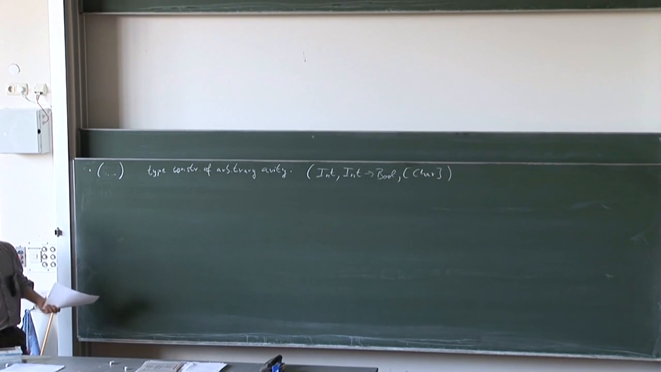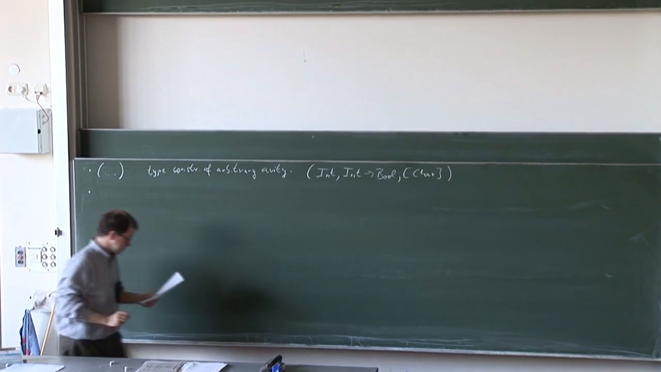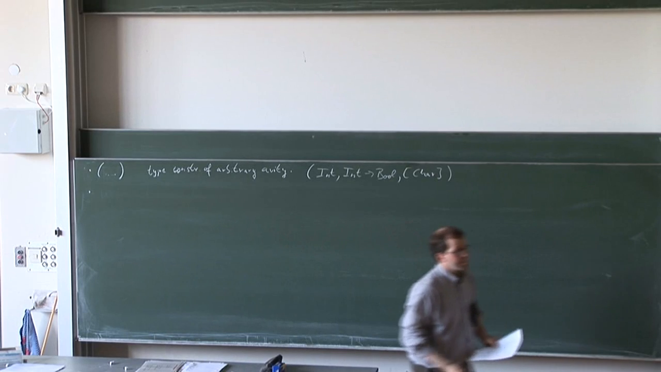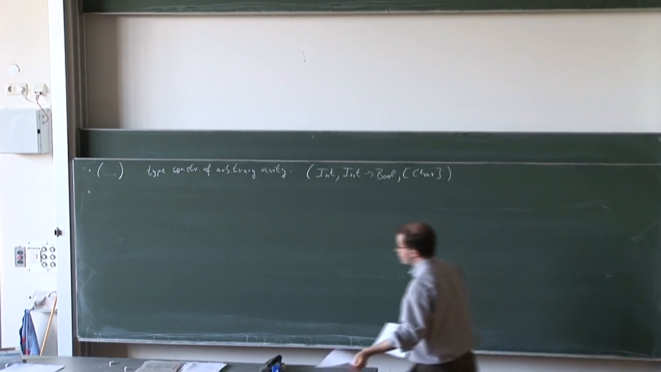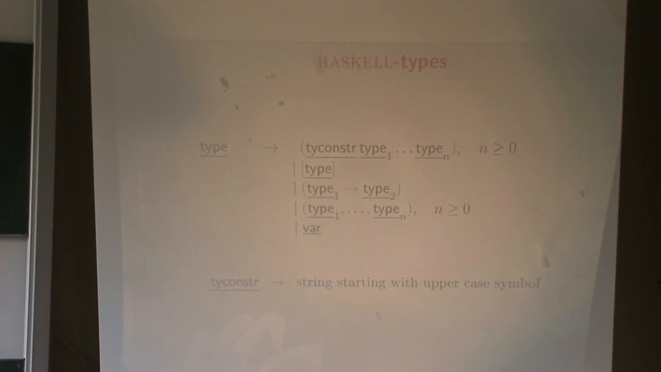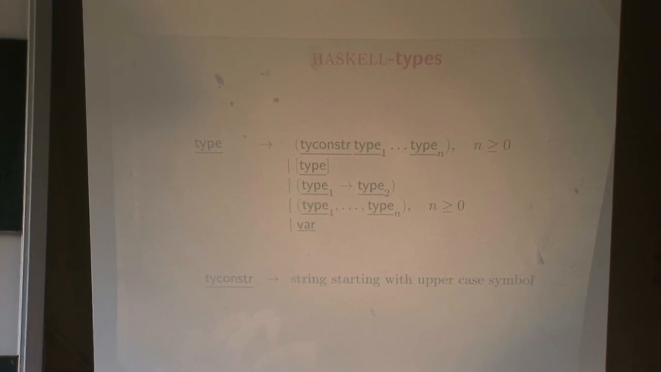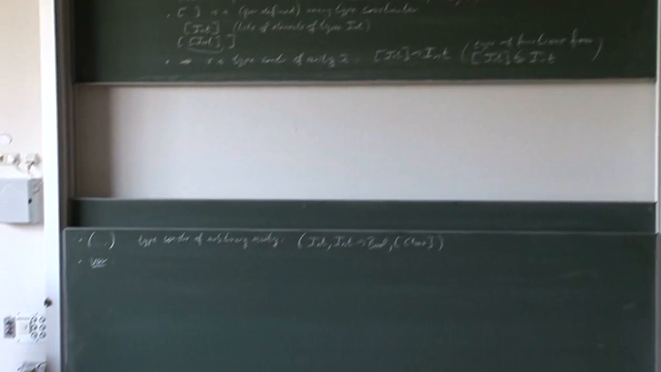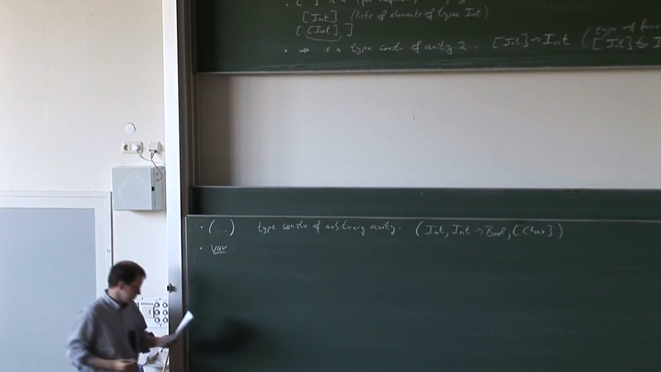Now, these are all things that we had before. The most interesting one is the last. And the last one is this. As a type, you can also use a variable. So this is a type variable. Whenever we need a type, instead of writing something like int or list of integers, we can also write a variable.